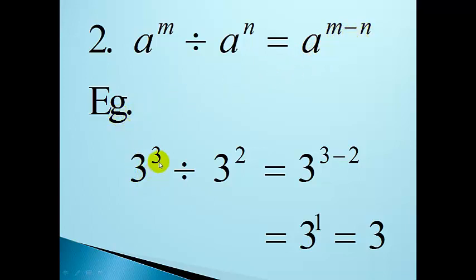Example, 3 raised to the power 3 divided by 3 raised to the power 2 is equal to 3 raised to the power 3 minus 2. Because the numbers are dividing, when we keep one of the bases constant, that is 3, we subtract the exponents. And so we have 3 minus 2. Now 3 raised to the power 3 minus 2 is equal to 3 raised to the power 1. And 3 raised to the power 1 is equal to 3.